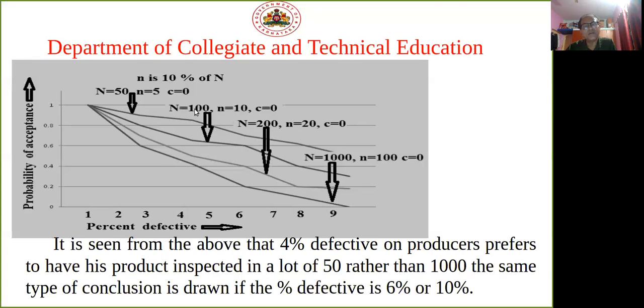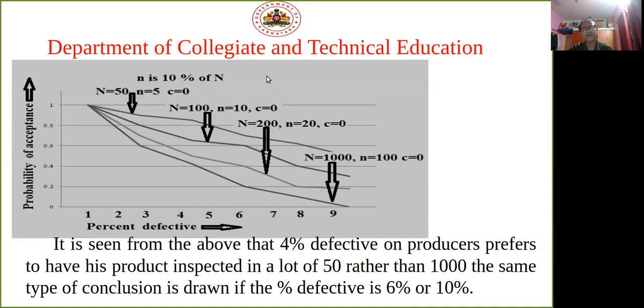When you take the third curve here, this third curve has been drawn where the lot size is 100, and if I take 10% of this 100, it will become 10. So now I need to take 10 items for inspection, providing C is equal to 0. And when I go to the fourth curve, it shows that the size of the lot is 50, and 10% of this 50 is the sample size, which is equal to 5, keeping C constant.